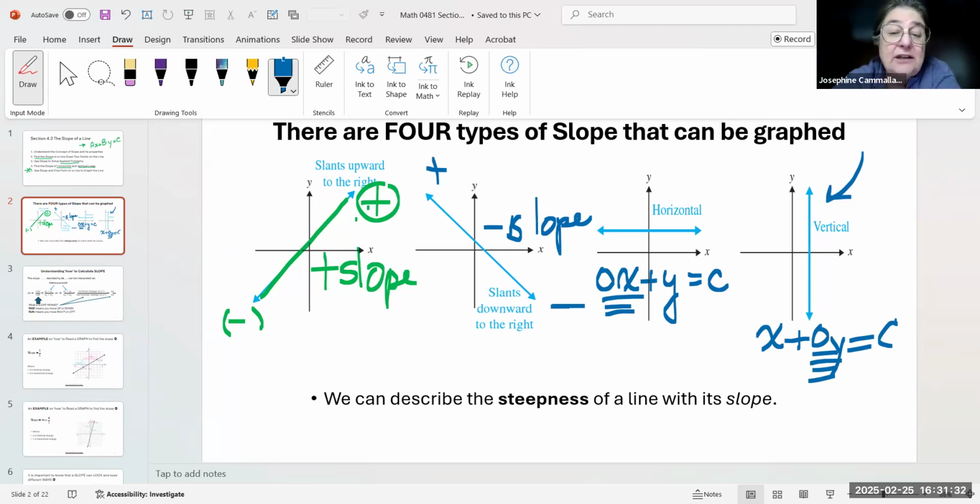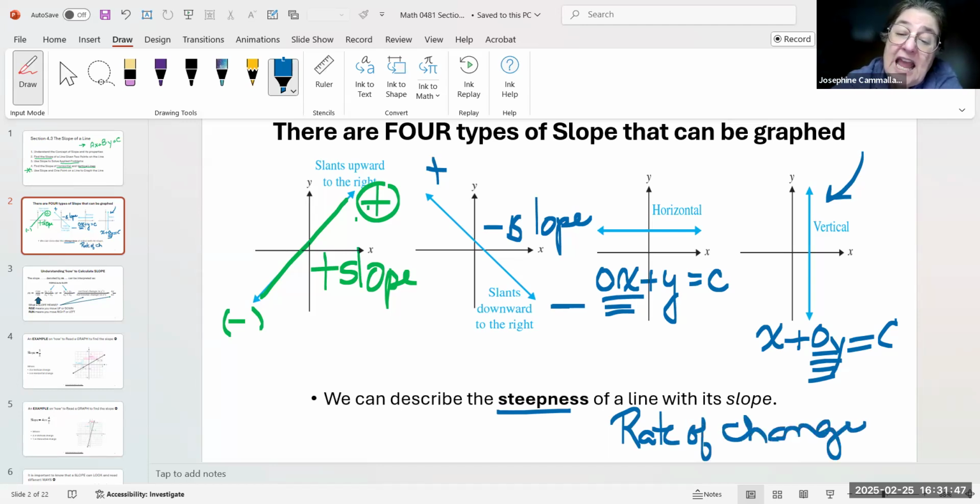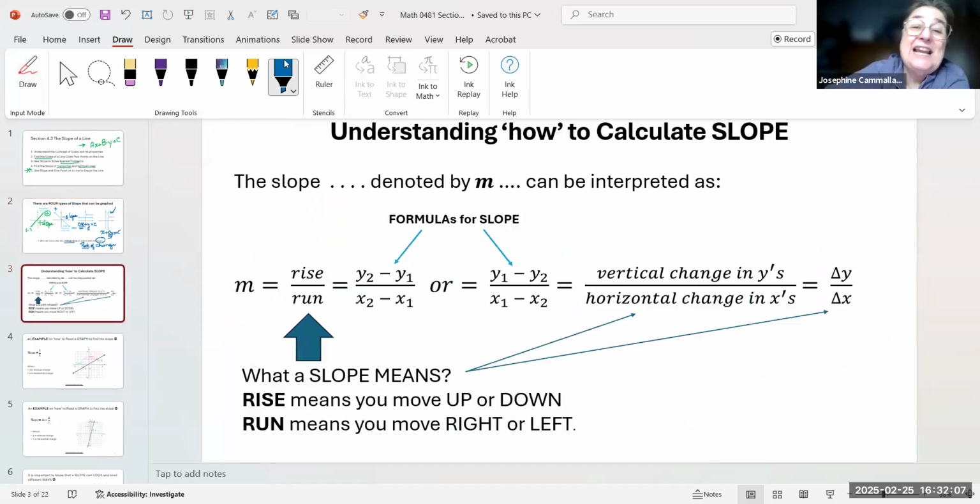Okay. And you're also going to hear them talk about steepness, or there's something called rate of change. And that is also known as a slope. Because if you remember in earlier, what was a rate? A rate is a fraction. A slope is a fraction. And let's prove it to you.